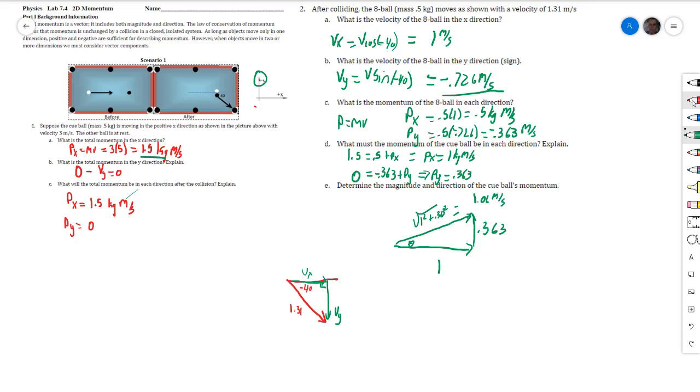1.06 kilogram meters per second, and then I need that angle, and to find that angle I'm going to use the arctangent of opposite 0.363 over adjacent 1. So second tangent on my calculator, 0.363, and that's 19.95. So theta equals 19.95 degrees, and so I would report this momentum as 1.06 kilogram meters per second at 19.95 degrees.